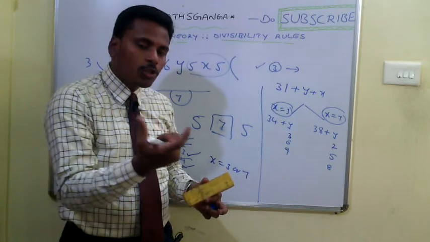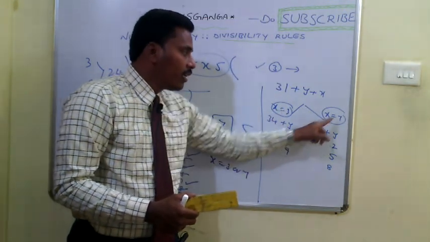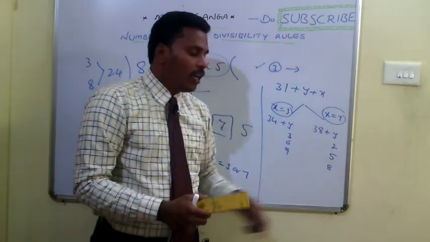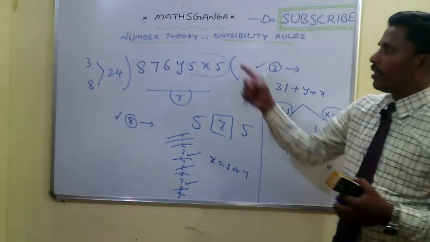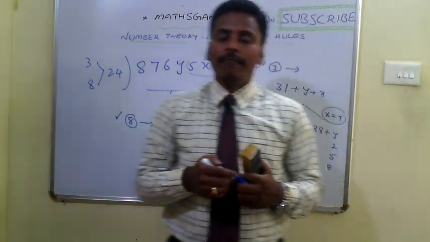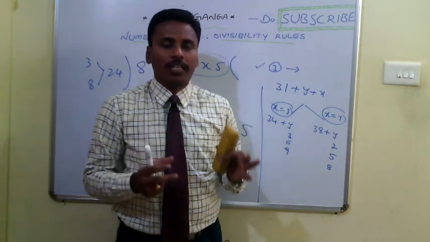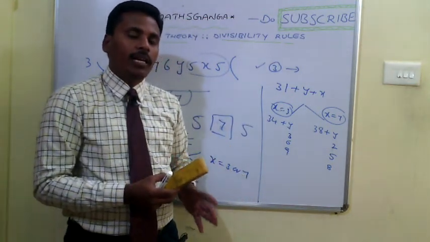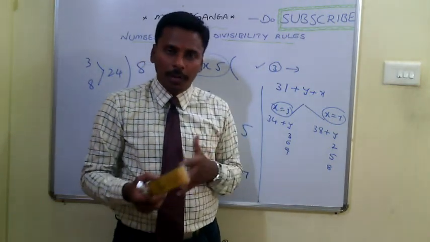So the possible pairs of x comma y are (3, 3), (3, 6), (3, 9), and here (7, 2), (7, 5), (7, 8). So there are totally 6 possible pairs for x comma y, so that the given number leaves remainder 7 when divided by 24. By analyzing the divisibility rules for the different numbers, we can solve such types of problems, which are regularly asked in different competitive examinations.